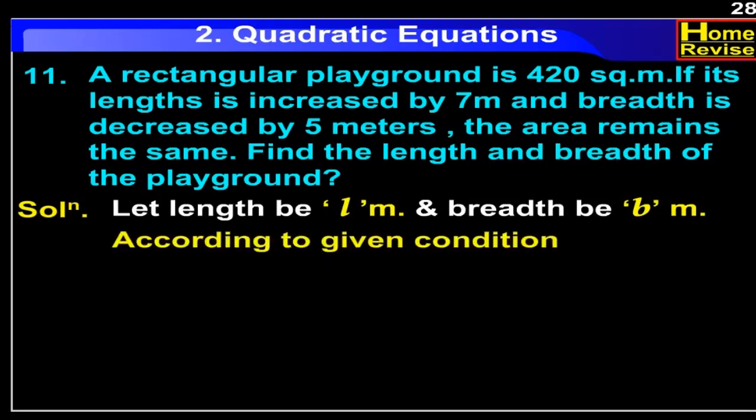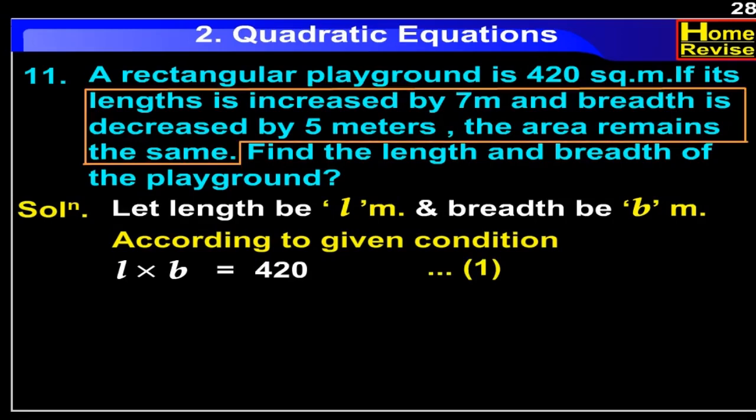According to the given condition, length into breadth is equal to 420. Let this be equation number 1. Now, if the length is increased by 7 and breadth is decreased by 5 meters, the area remains the same. Therefore, we have (L plus 7) into (B minus 5) is equal to 420.